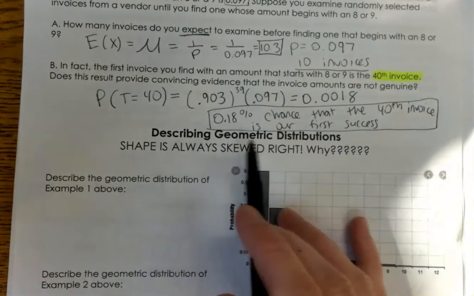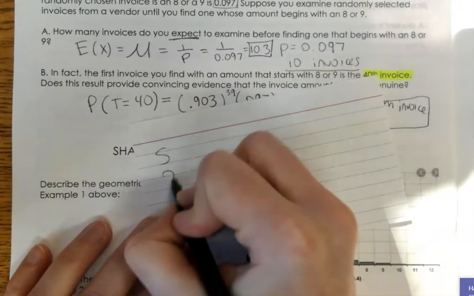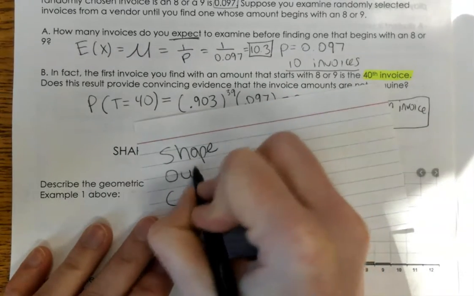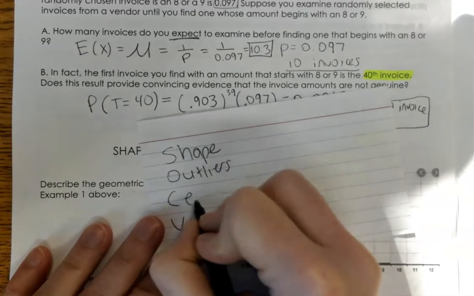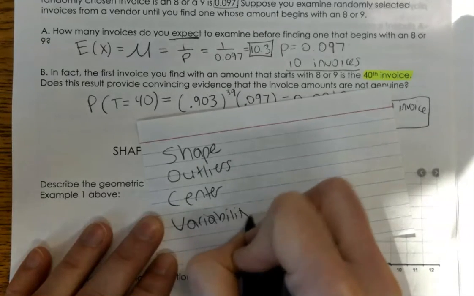Alright, describing geometric distributions. Tell me, when you see the word describing, what are the 4 words that you think of? I hope you said SOCV. S is shape of the distribution. O is any outliers. C is a measure of center, and V is a measure of variability.